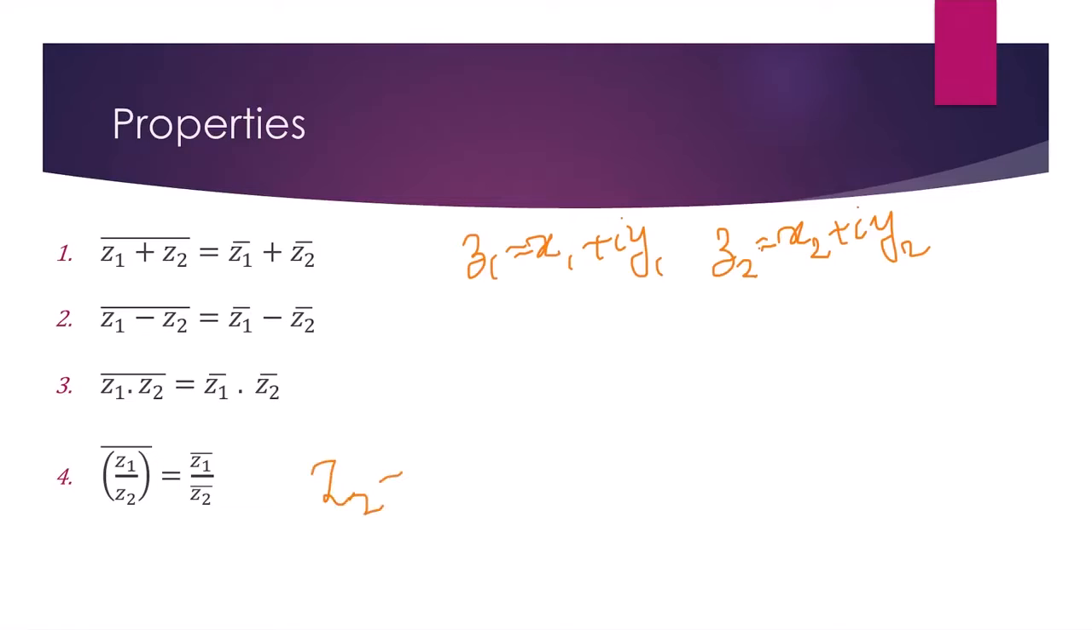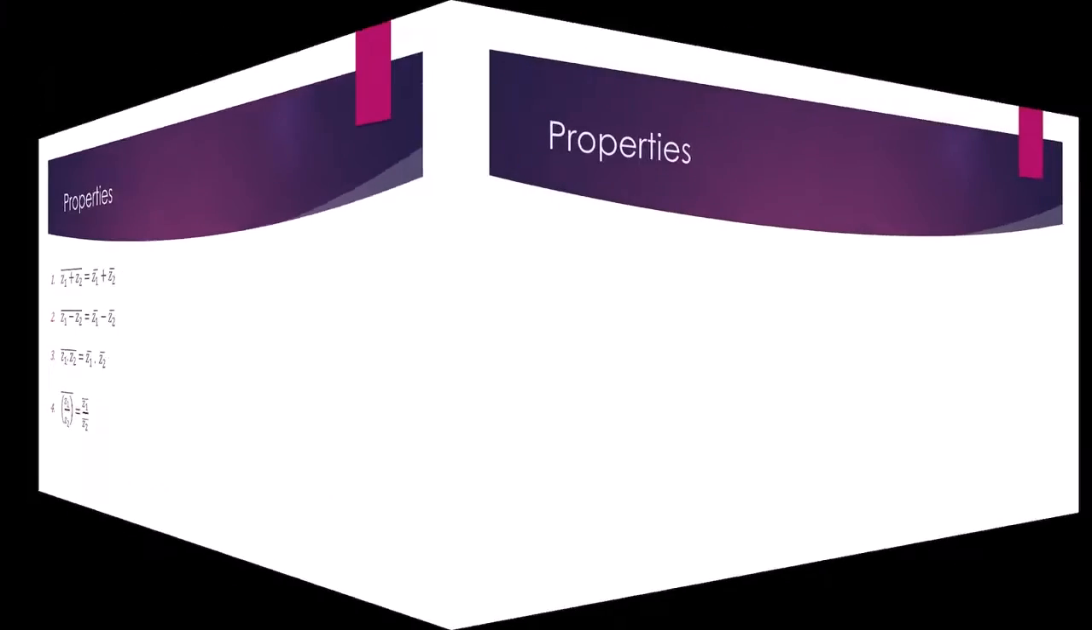Similarly, if z2 is not equal to 0, then conjugate of z1 divided by z2 is same as conjugate of z1 divided by conjugate of z2. z1 by z2 ഡിഫൈൻഡ് ആവണമെന്നുണ്ടെങ്കിൽ z2 നോട്ട് ഈക്വൽ ടു 0 ആയിരിക്കണം. അപ്പോൾ അത് ഡിഫൈൻഡ് ആണ് എന്നുള്ള കൺസെപ്റ്റിലാണ് നമ്മളിവിടെ പ്രോപ്പർട്ടി പറയുന്നത്.